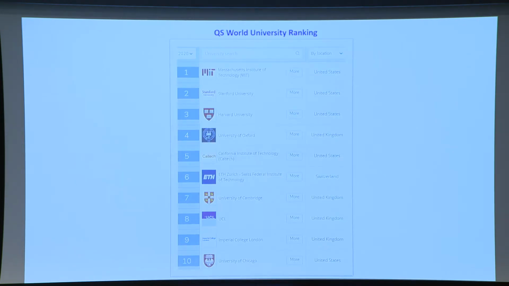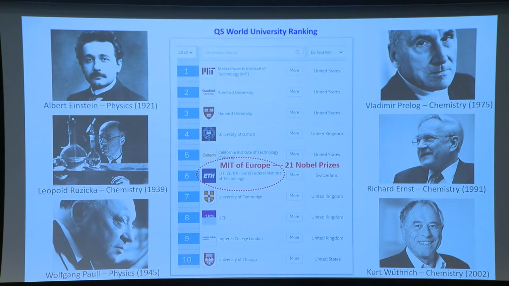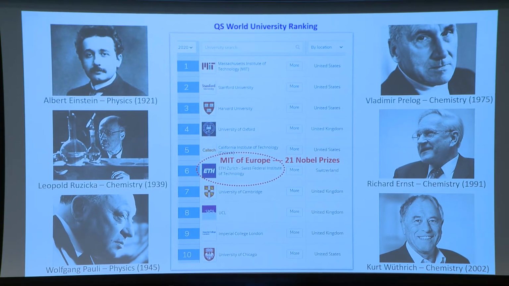MIT is, of course, as everybody knows, the number one school in the world. When I was in graduate school, I had an opportunity to work at ETH in Zurich, Europe, and with 21 Nobel Prizes, it's fondly called the MIT of Europe. That's my little connection to MIT.